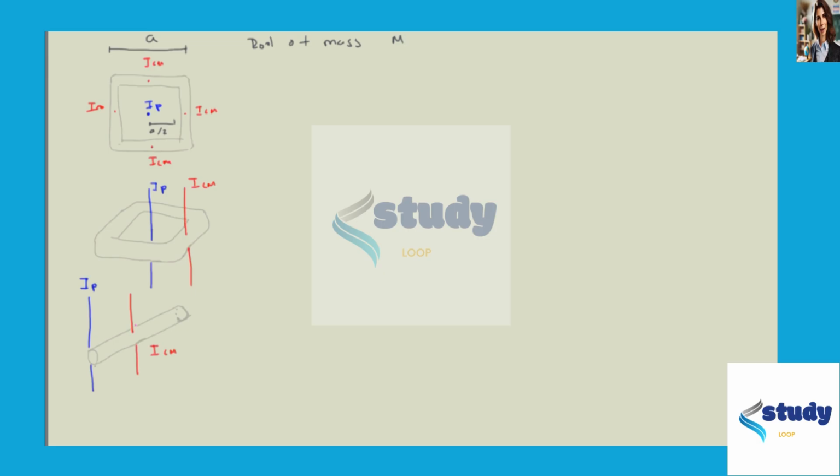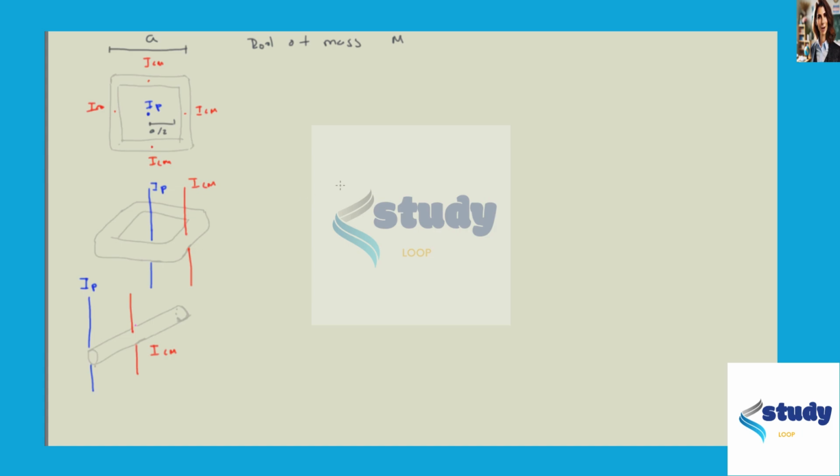Okay, so we have a thin uniform rod bent into a square, and this square has a side length A, like the first drawing shows. If the total mass of the rod is M, we want to find the moment of inertia about an axis through the center and perpendicular to the plane of the square. And we have to do this using the parallel axis theorem.